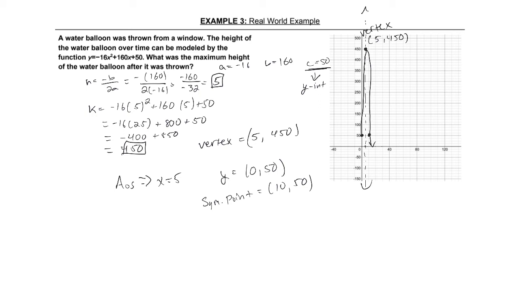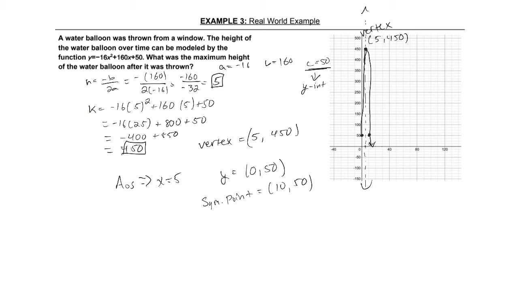So let's make our parabola. As you can see, it starts at 50. You can't throw a water balloon from beyond 0 seconds, so it starts at 0, 50. And then it's going to hit the ground somewhere over here.